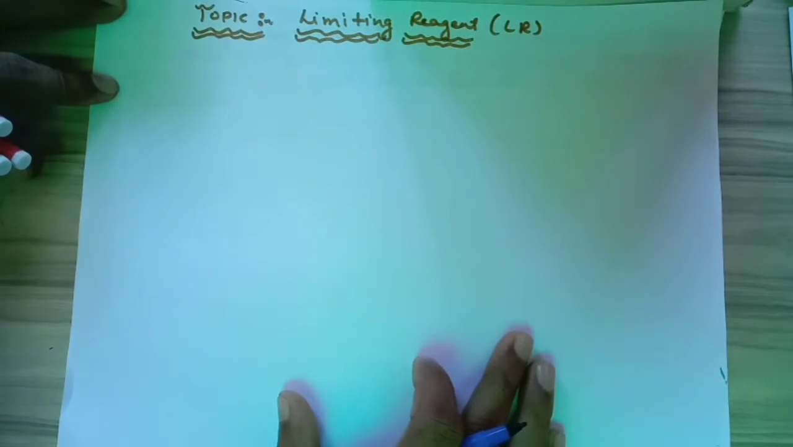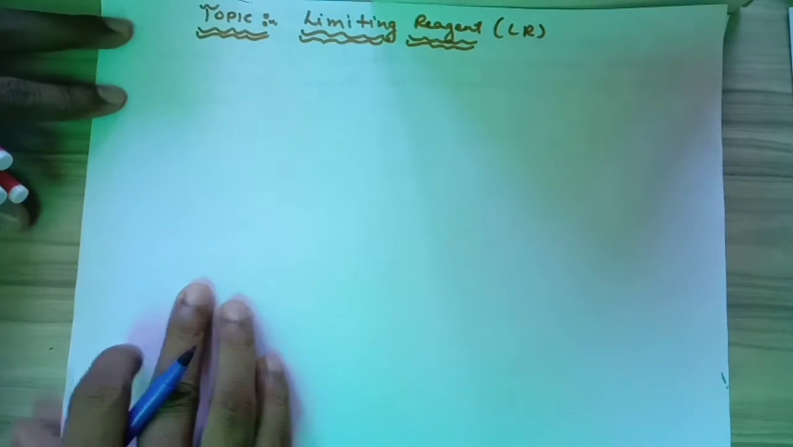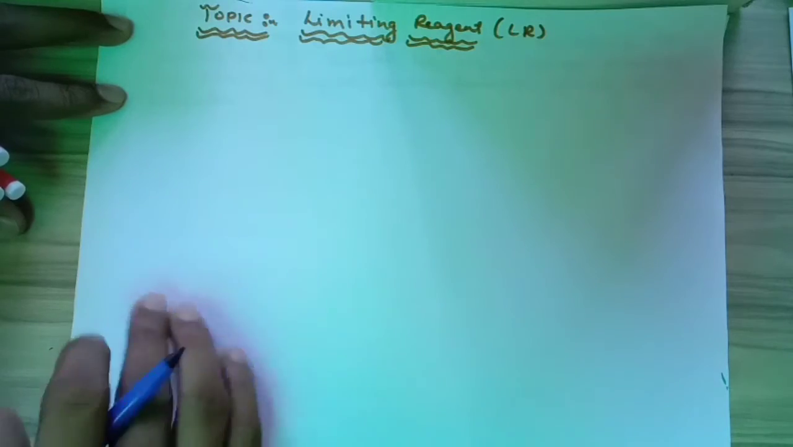Let's deal with limiting reagent. It is also based on stoichiometry of a given chemical equation. So in limiting reagent, let's see what is going to happen.